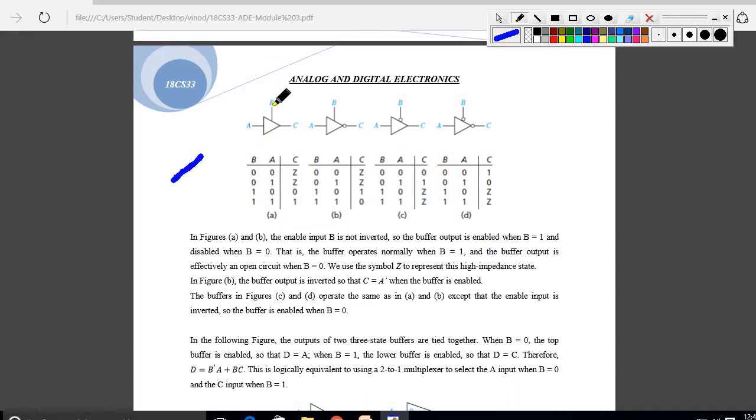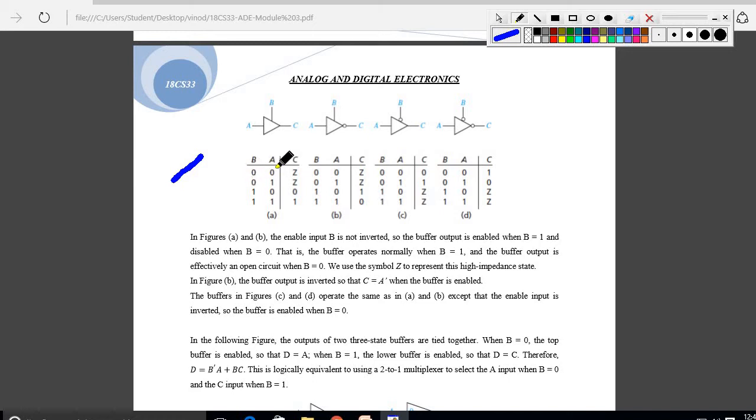Inputs are what exactly for A, B. With respect to A, B, I'm changing the output as C. So for each three-state buffer, I'm writing A, B as inputs and C as the output. Here in this case, B is 0, A is 0. When B is 0, it looks like an open circuit, which means it is in the high impedance state. That's why you have to write it as Z. They have written Z because C is an open circuit when B is equal to 0. Understood this truth table, the first one?